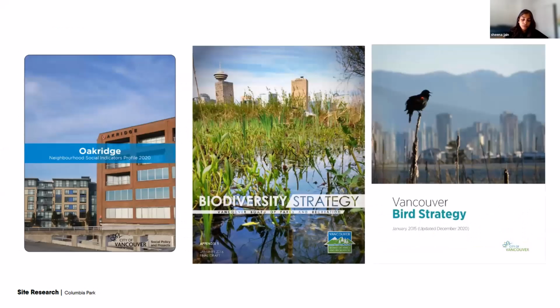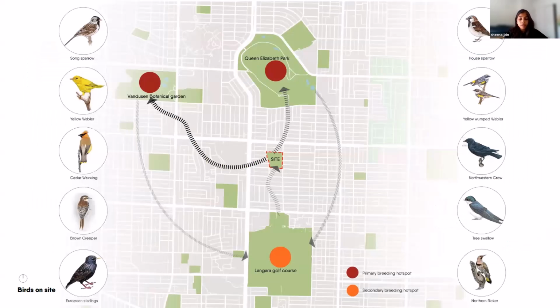Some initial resources we referred to were the Oak Ridge Neighborhood Social Indicators Profile for demographic data, the Biodiversity Strategy by Vancouver Board of Parks and Recreation, and the Vancouver Bird Strategy to help direct our design. After referring to these, our focus shifted to not just making the site for human recreation, but also creating an ecological balance with nature. This led us to look into bird breeding hotspots in Vancouver and understand the ecological potential of Columbia Park as an intermediate location for varying birds between the primary breeding hotspot, Queen Elizabeth Park, and the secondary breeding hotspot, Langara Golf Course.